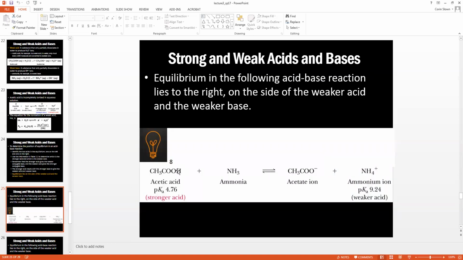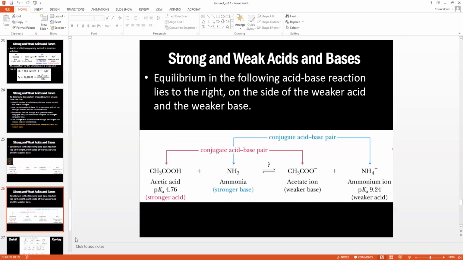So I've got my acetic acid and my ammonia, and I'm going to think about pKa. If you recall, the smaller the number of pKa, the stronger the acid. So in this case, I'm going to go from acetic acid and ammonia to the acetate and the ammonium ion. I'm going to label all of my pairs. This we've already done. And then I know that equilibrium goes from the left to the right, so my predominant arrow goes in this direction.